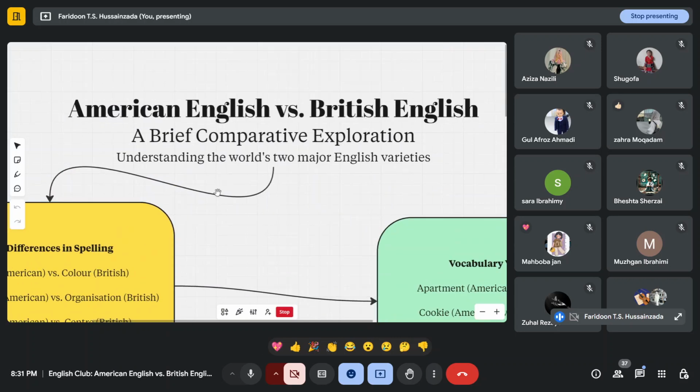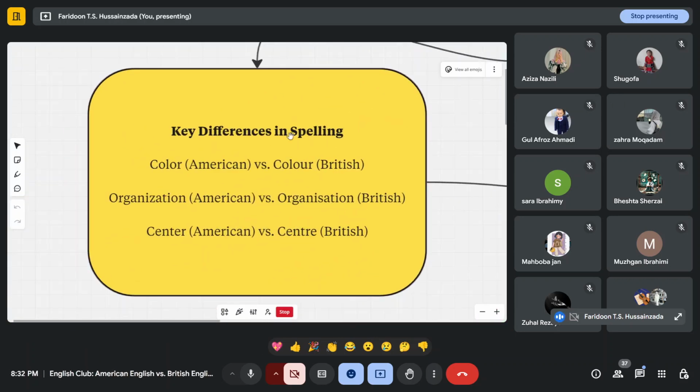Let's continue, everyone, and start with the first difference. I do hope you can see it, guys. So the first difference that we're talking about is in spelling. So there are key differences in spelling. I'm not sure if I've included all of the differences that we have, at least all of the different types of spelling rules and patterns we have in these two English varieties. But these three are the most common ones.